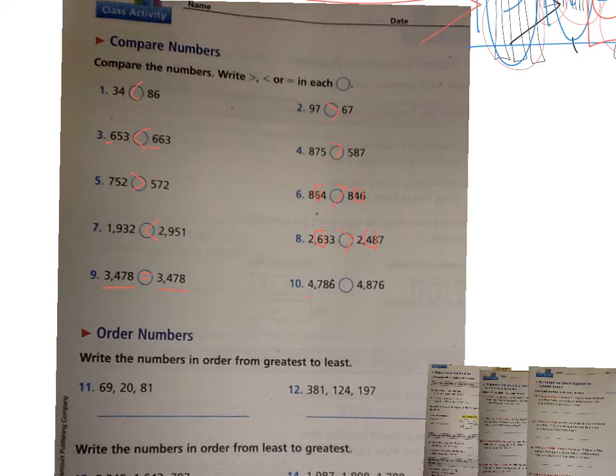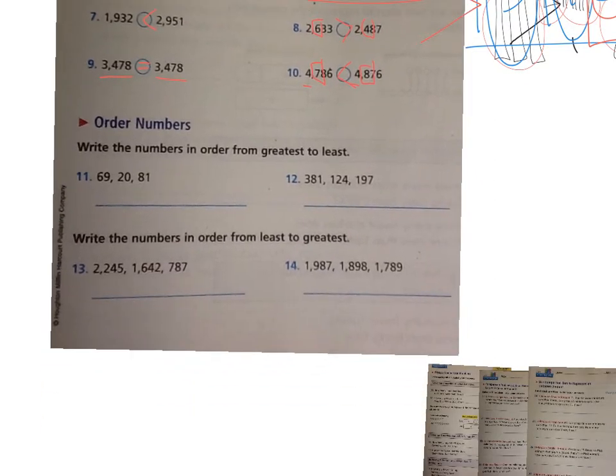And then here we have a 4 in the thousands place on each, and then there's a 7 in the hundreds and an 8 in the hundreds. So this would be the bigger of the two. Okay, so that was pretty easy. That's kind of why I went through it with you, because it was pretty easy stuff.